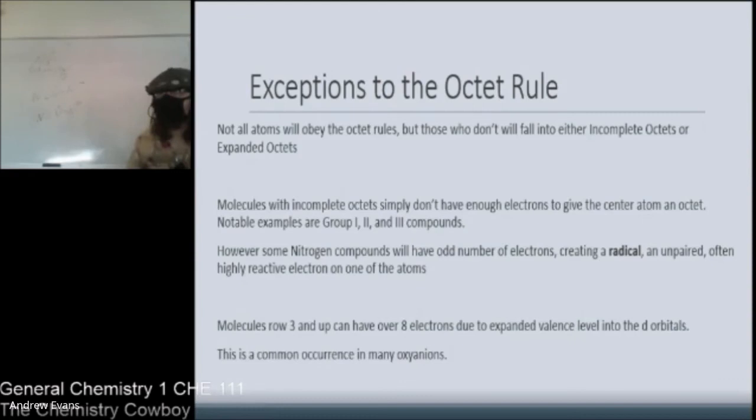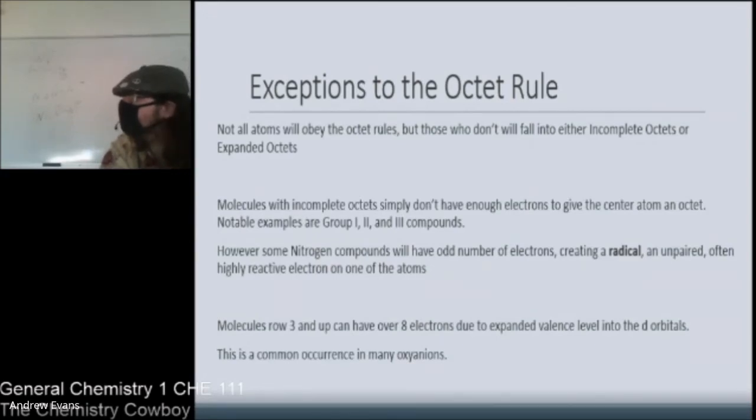Well, that's what these expanded octets are like. We have all these extra electrons. I don't know what to do with them. Let's go shove them in this unused d orbital attic. And so these expanded octets can occur anytime the central atom is row 3 or below in the periodic table. So if it's phosphorus, silicon, sulfur, chlorine, selenium, bromine, germanium, arsenic, antimony, tellurium, iodine, any of these can have an expanded octet.